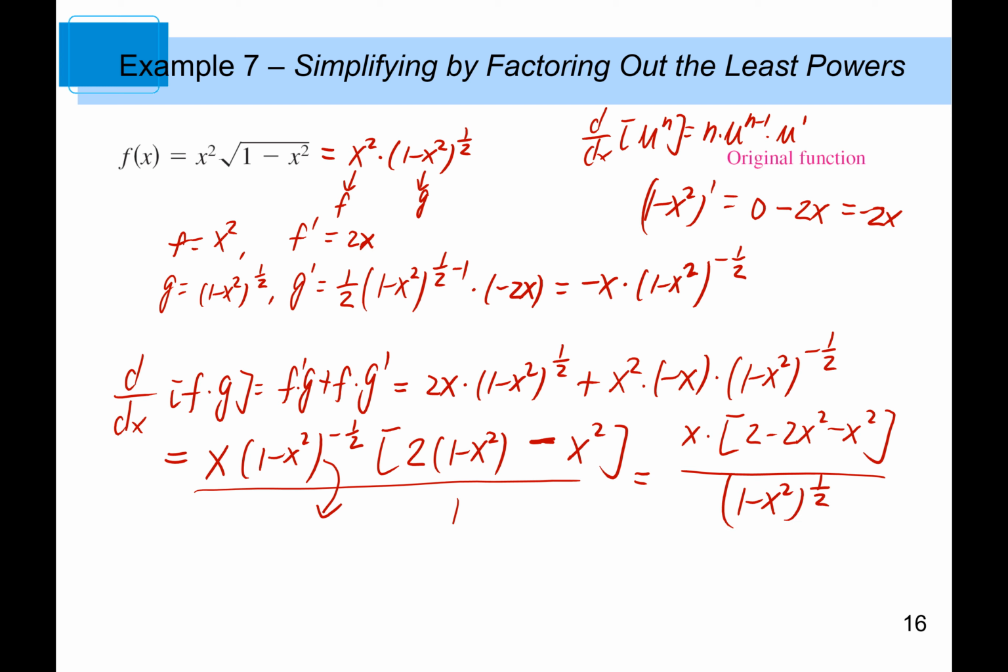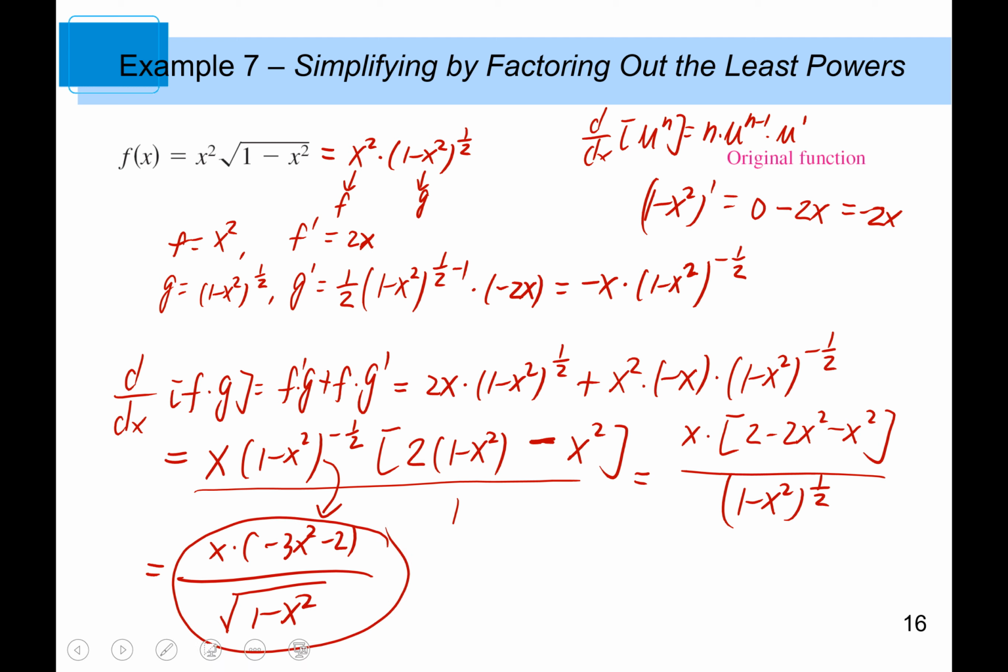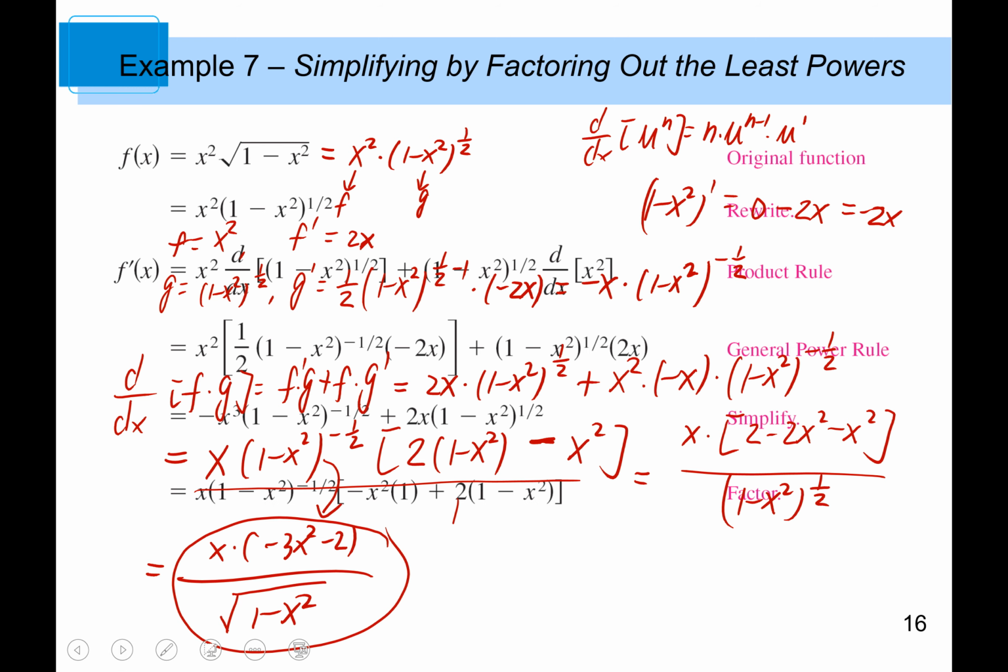Okay, so just simplify a little bit more. We get negative 3x squared minus 2 over, if you want to write it as a square root, feel free to do so, the square root of 1 minus x squared. And that's going to be the final answer.